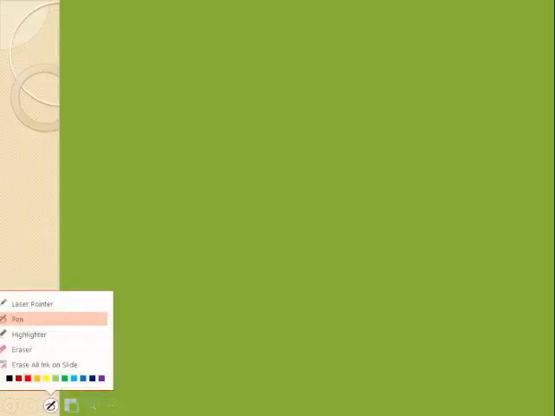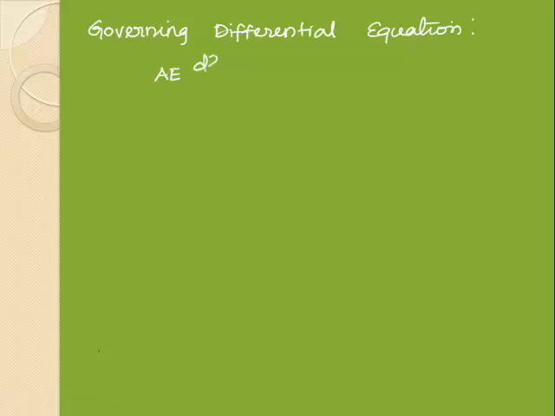So we know the governing differential equation for a one-dimensional bar element. The governing differential equation for a one-dimensional bar element is AE d square u by dx square plus Q0 is equal to 0. Here in our problem, this differential equation is applicable between the limits 0 to L.